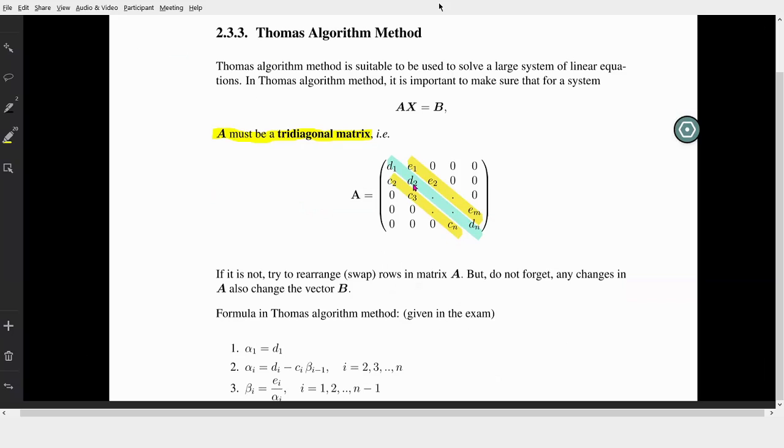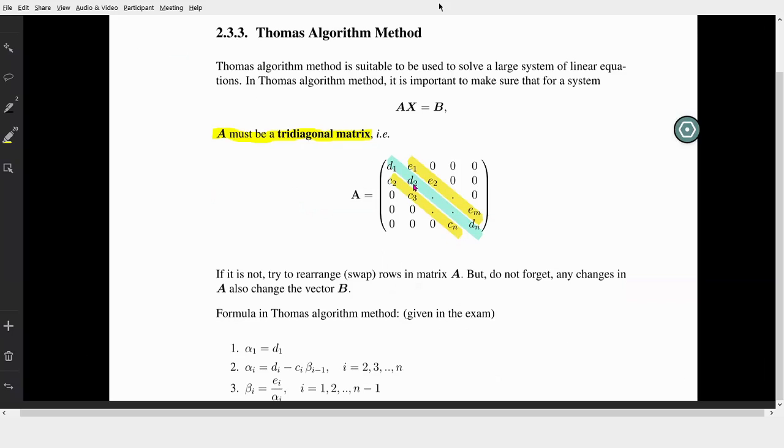Try to rearrange, meaning that we want to see whether it is possible for us to swap rows here and there to make sure A becomes the tridiagonal matrix. So the rule is first you look at whether A is tridiagonal or not. If it is not, then try to rearrange. If you can get the tridiagonal, then you can proceed with the Thomas algorithm.